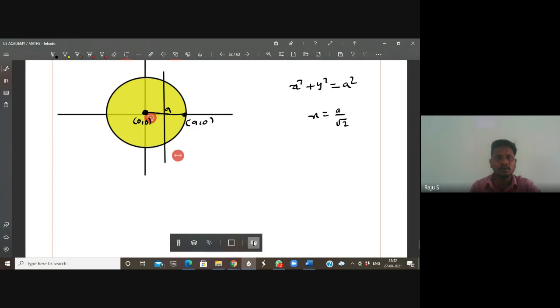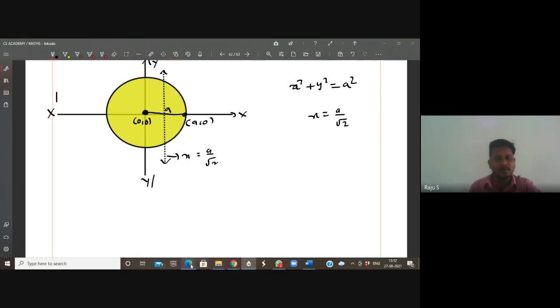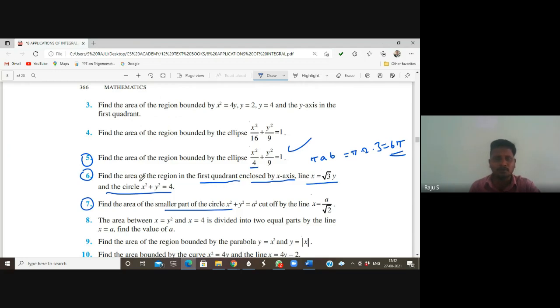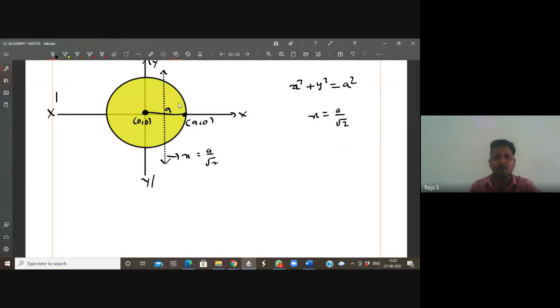This is the line, the line equation is x is equal to a by root 2. Here x-axis is x dash, y-axis is y dash. We require to find the area. What is the area we need to find here, students? Here we have two parts, one is the major part and one is the minor. They are asking about the smaller part.